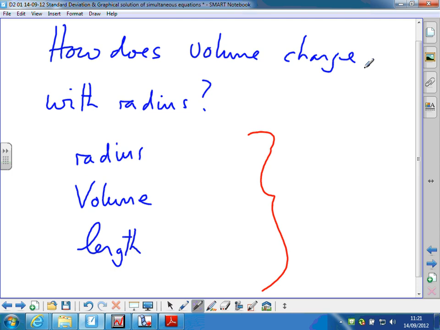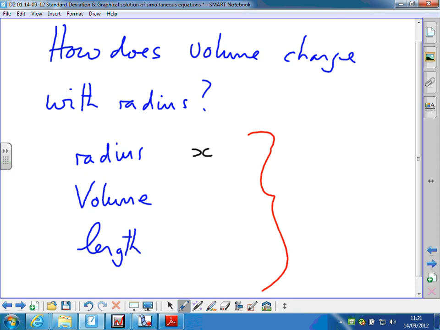So, how does the volume change with the radius? We're interested in how the volume varies with the radius. So, there are my three variables. Which of these is the independent variable? We're interested in how the volume changes with radius. The independent variable, the one we're changing, is the radius.